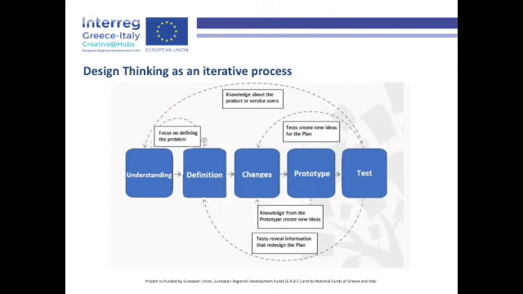Changes and prototype stages. Strategic control. Designers will have to make several decisions around the design process. Test, create new ideas for the plan. Knowledge about the product of service users. Test, reveal information that redesign the plan. Test stage. Finally, it is necessary to adopt a strategic control that will make the following findings evaluations. A. What is the initial idea? B. What is the process for its editing? C. What are the possibilities for any potential corrections, adjustments? D. What are the problems and what are the priorities?